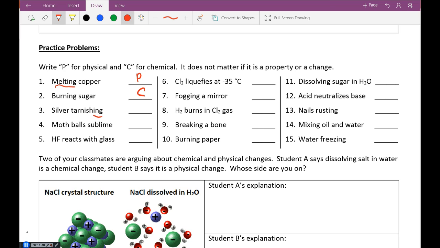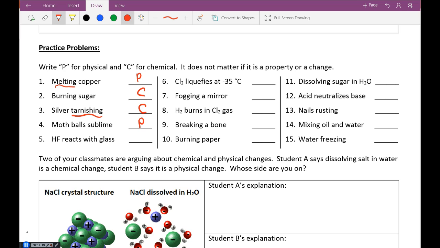The word tarnishing. Maybe you've seen silver tarnish before. It gets that weird layer of gray on top of it. Things like tarnishing, rusting, corroding, they're all suggesting that a chemical change is occurring. In all these cases, the metal is reacting with oxygen in the atmosphere. Mothballs sublime. Sublimation is another phase change. Phase changes are always classified as physical changes.